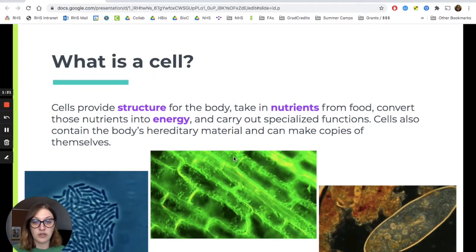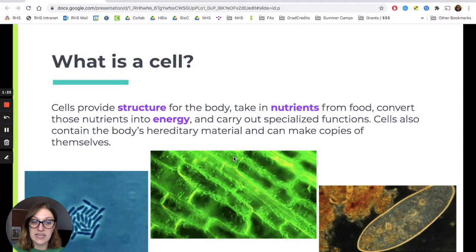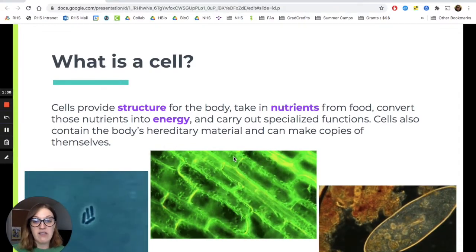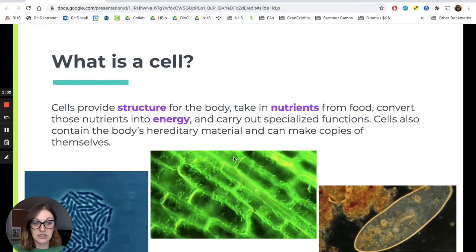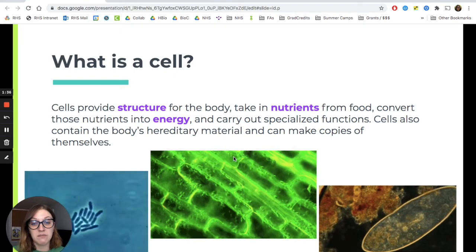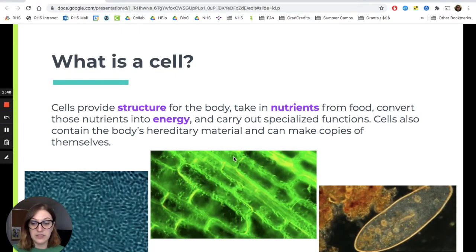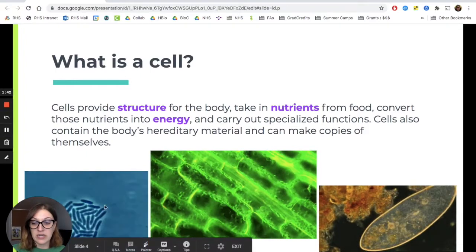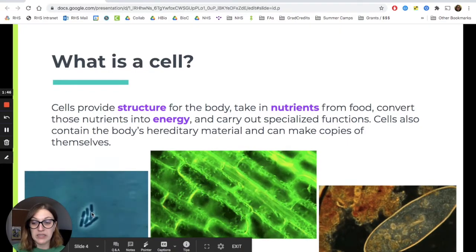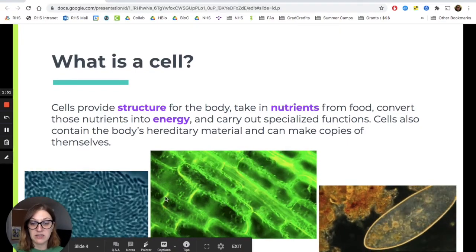Cells provide structure for the body. They take in nutrients from food that we eat. They convert those nutrients into energy, and they carry out specialized functions. Cells also contain the body's hereditary material called DNA, and they can make copies of themselves. In this image, you can see that these are bacterial cells that are rapidly dividing. So one bacterial cell can make many bacterial cells.